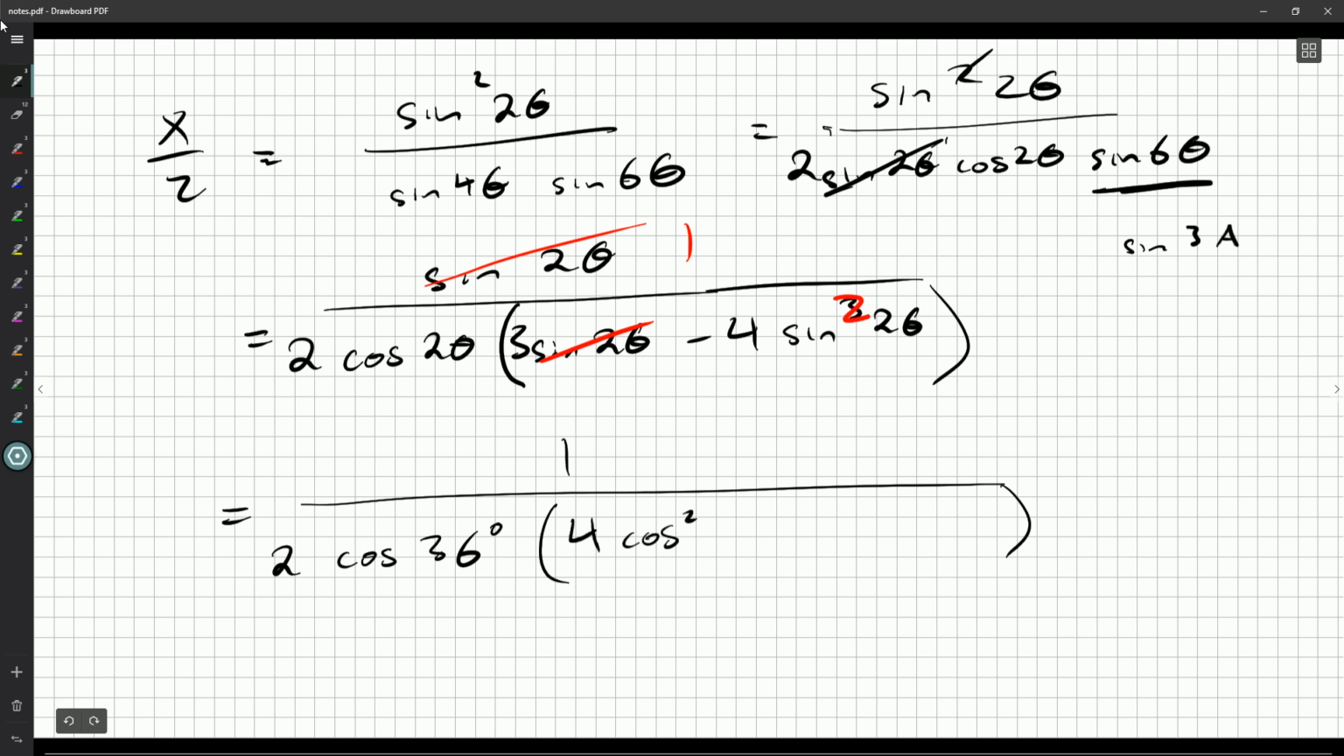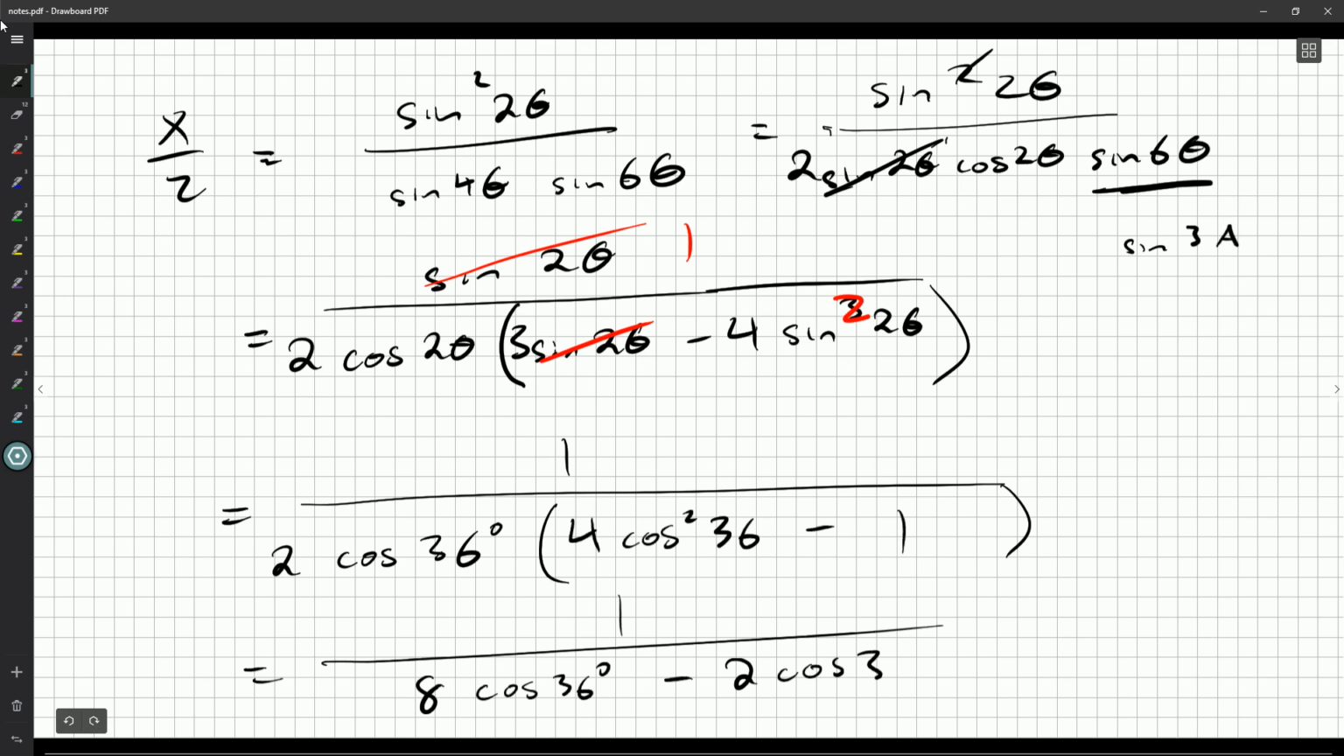So 4 cos squared 36 minus 1 is what we should get down there. And that's going to be 1 over 8 cos 36. Oh, but this is cos of a double angle. Oh, okay, great. Minus 2 cos 36. But I can work out cos of 36. Great, this is working good.